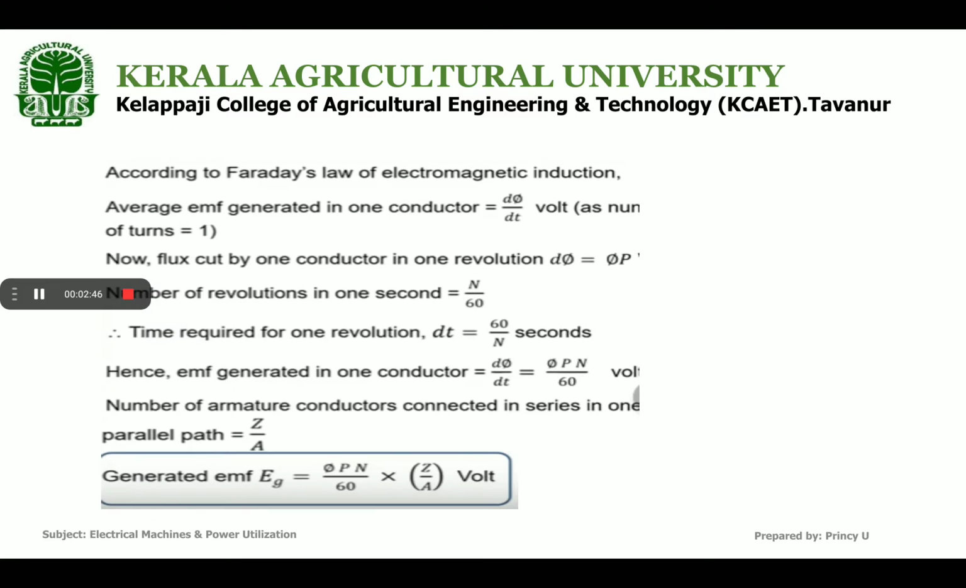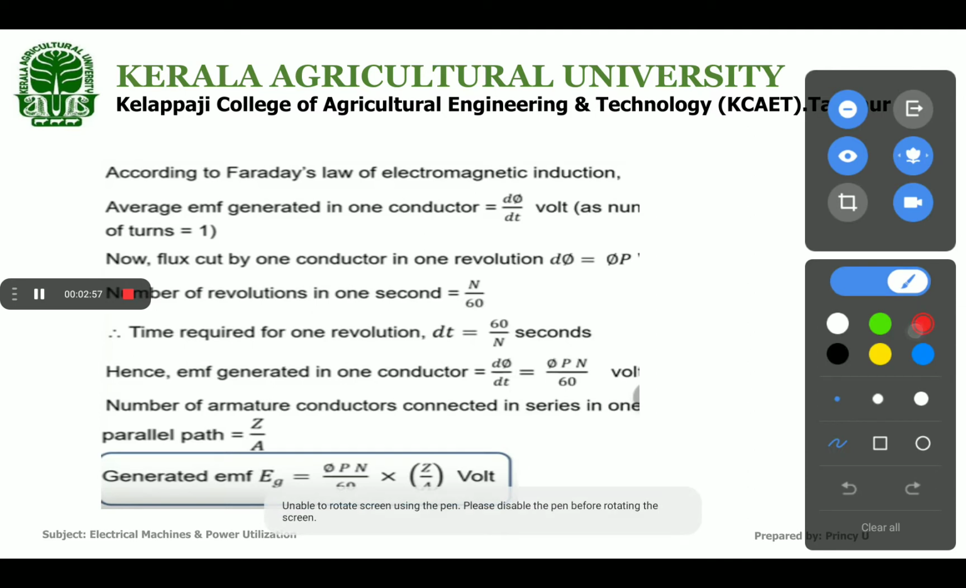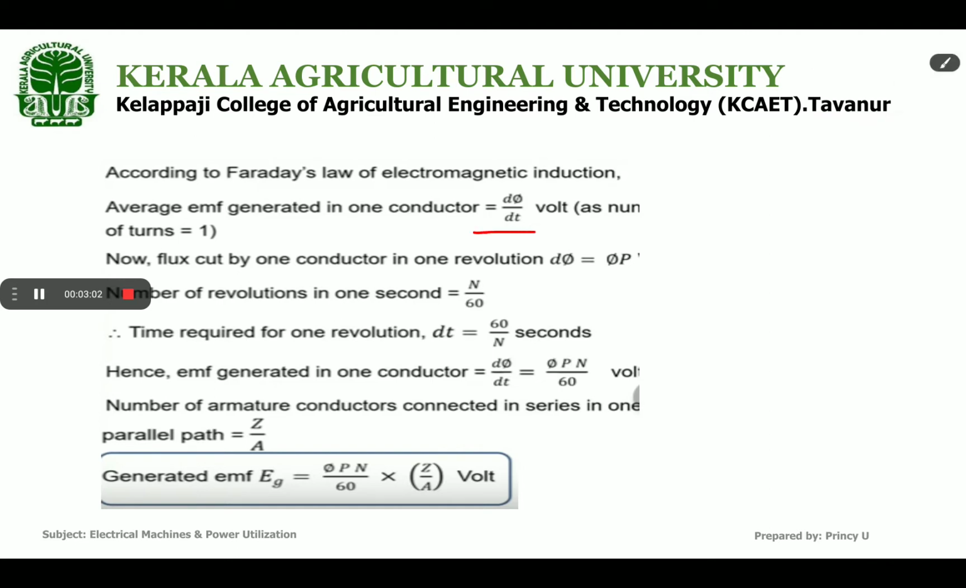Then, according to Faraday's law of electromagnetic induction, the average EMF generated in one conductor is d phi by dt, the rate of change of flux. EMF generated is proportional to the rate of change of flux. Now we are going to find out what d phi is and what dt is. What is the change in flux? The flux cut by one conductor in one revolution is d phi.